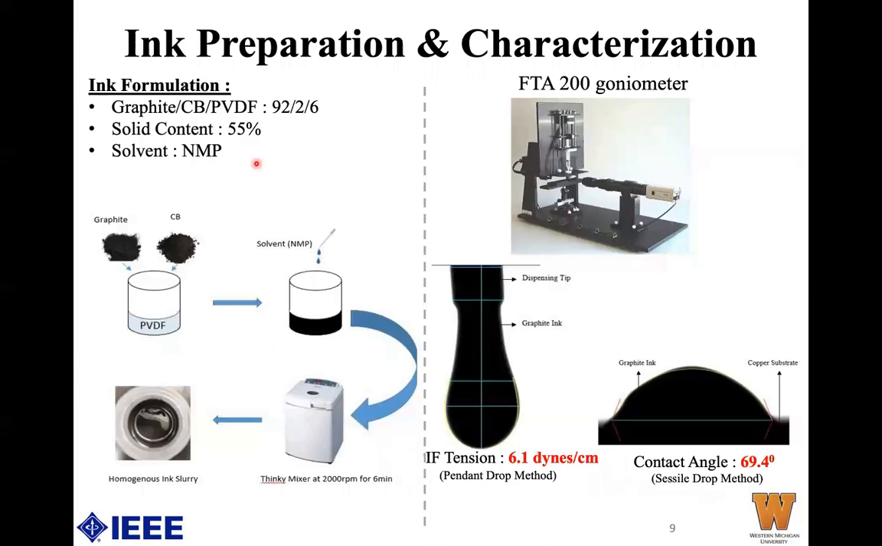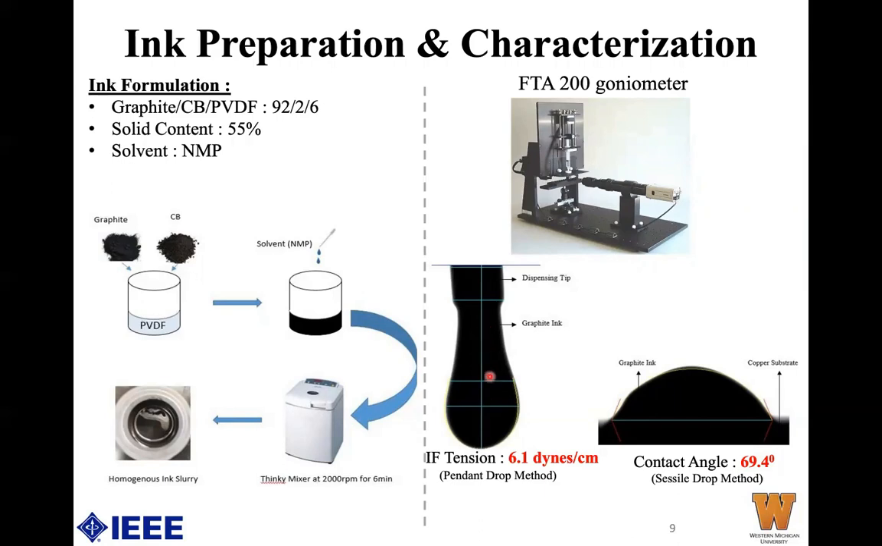For the preparation of the ink formulation, we considered graphite, carbon black, and PVDF in the weight ratios of 92:6:2, with a solid content of 55%. This picture on the left shows the schematic of the ink preparation, where graphite and carbon black are mixed with PVDF, and NMP is added to the mixture to get the required solid content of 55%. The ink is then mixed in a Thinky mixer at 2000 rotations per minute for 6 minutes, which gives us a homogeneous ink slurry.